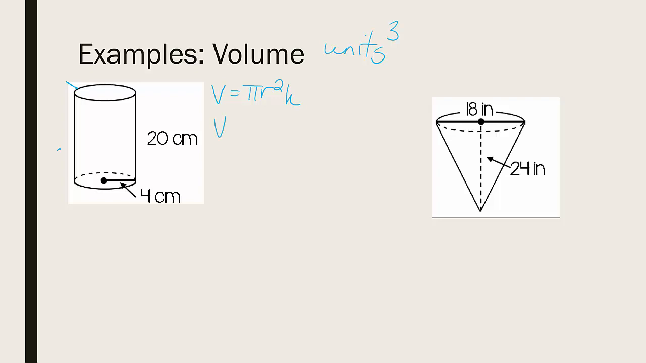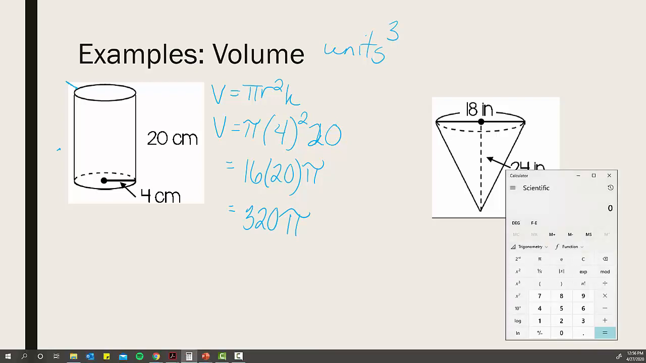So we've got volume equals pi times 4 squared times 20. So volume equals 16 times 20 pi, equals 320 pi. And we're going to put that in the calculator to see what that equals. Now I have my calculator view in scientific. I'm using my computer. Oh, there it is. So we've got 320 times pi. That gives us 1005.31.